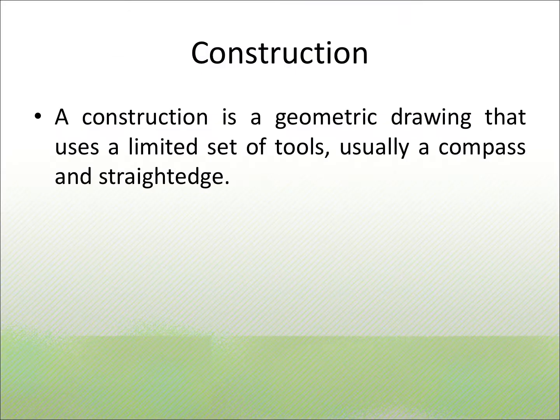So next we're going to talk about a construction. A construction is a geometric drawing that's going to use a limited set of tools. And generally what you're going to be using, if you were to make a construction, would be a compass or a straight edge. We are not going to pull out compasses and straight edges or rulers to draw these geometric figures. Again, you can just draw them by hand. And again, I'm not going to grade you on a construction.